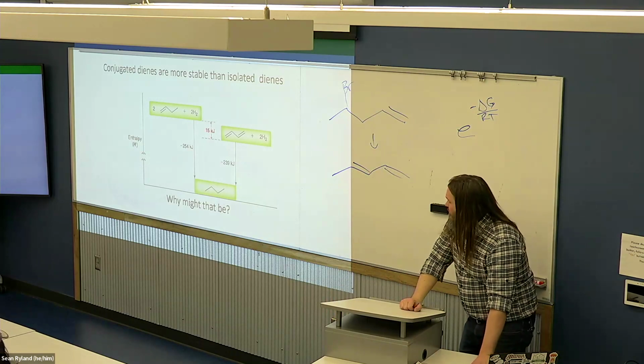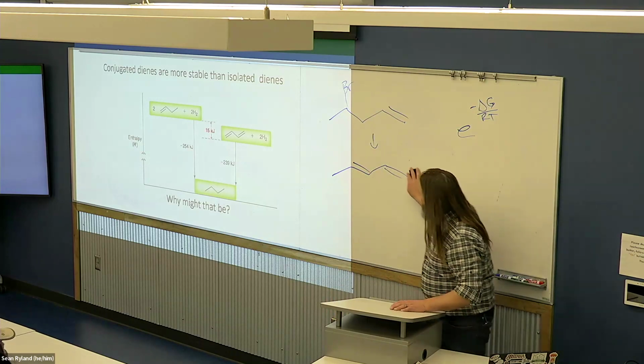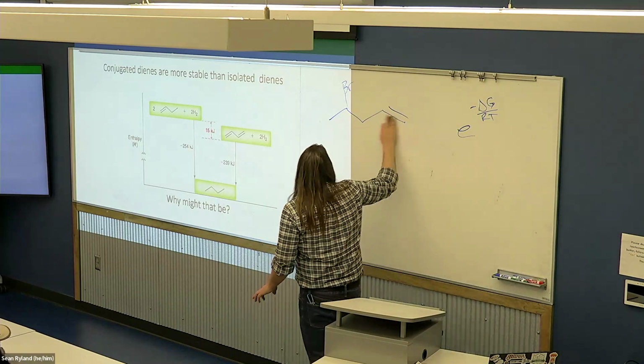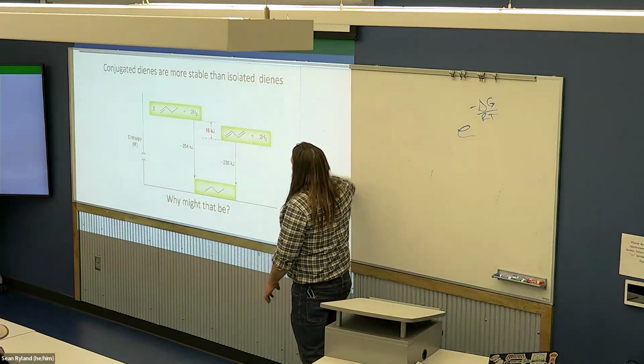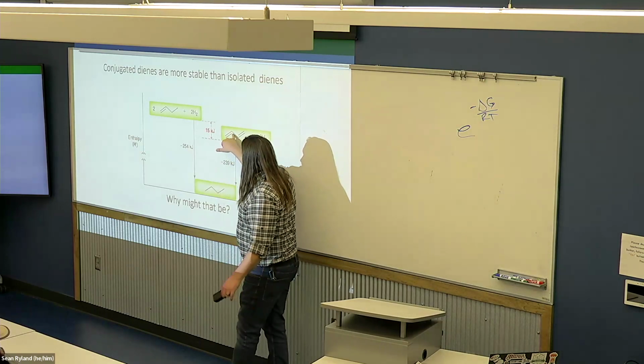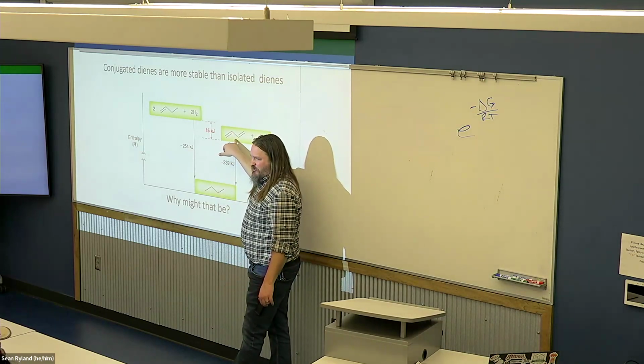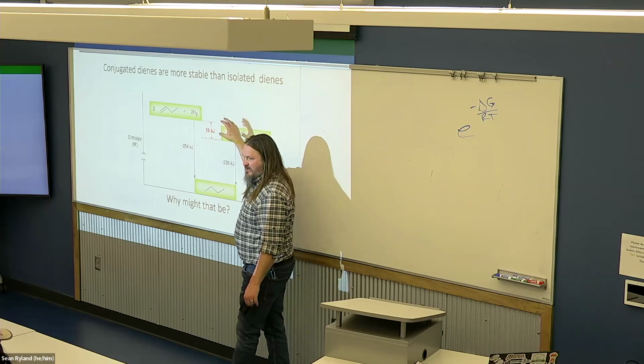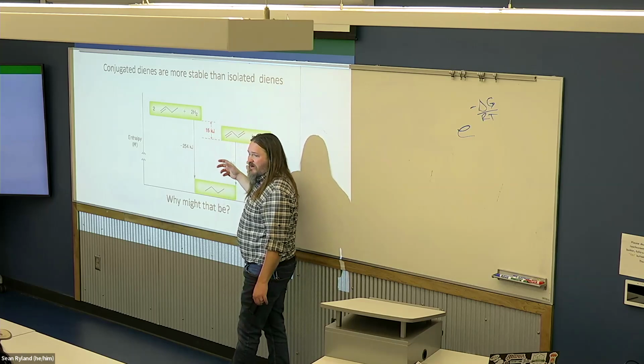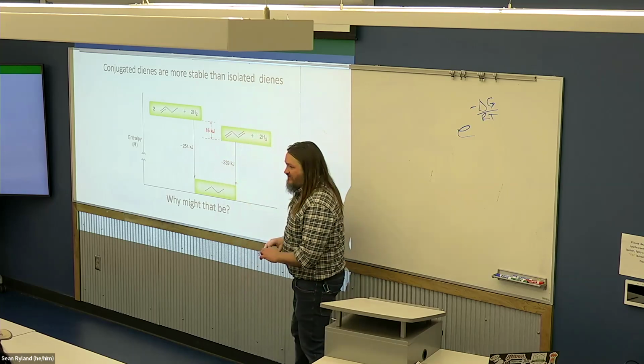All right, and the other thing about having these conjugated is it actually means that this sigma bond in between the two groups doesn't have free rotation like we're used to with sigma bonds. Because if this rotated around, we'd actually be breaking that pi system.